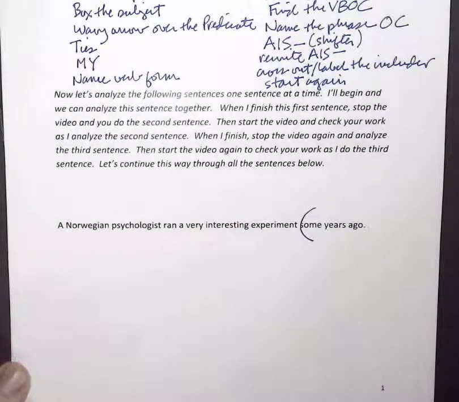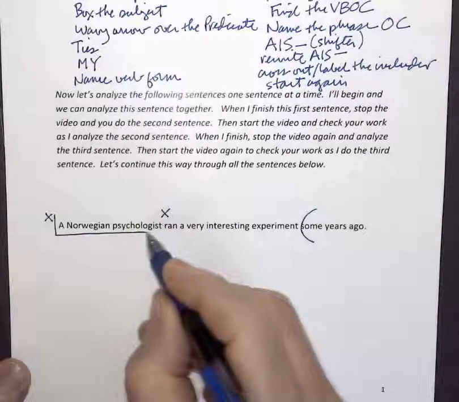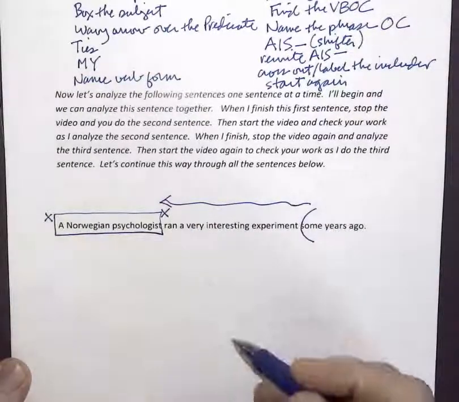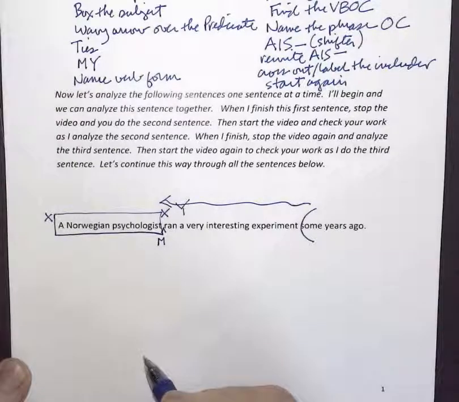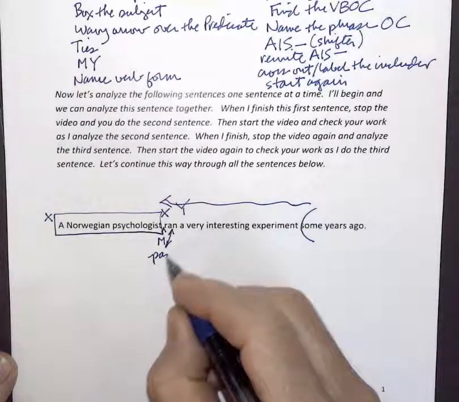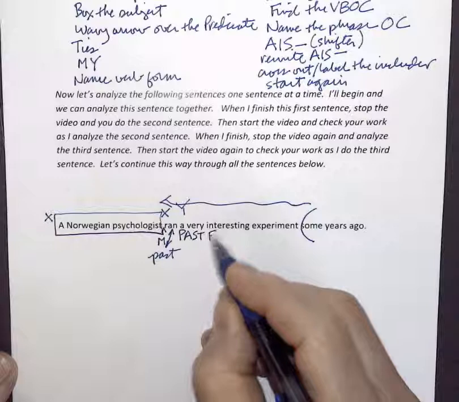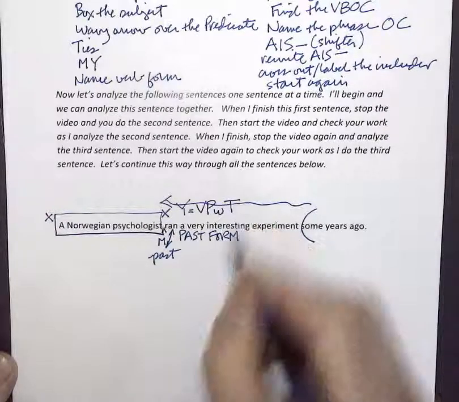Some years ago, a Norwegian psychologist ran a very interesting experiment. Did a Norwegian psychologist run a very interesting experiment? Did not run, and that makes a Norwegian psychologist the subject and everything between the predicate. The M place is empty, and Y is ran a very interesting experiment. So now, ran ties with the past some years ago, and that is a past form. Y is a verb phrase with time.